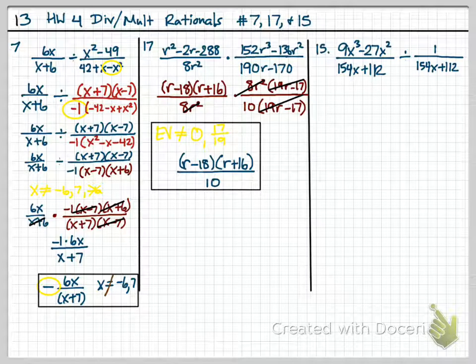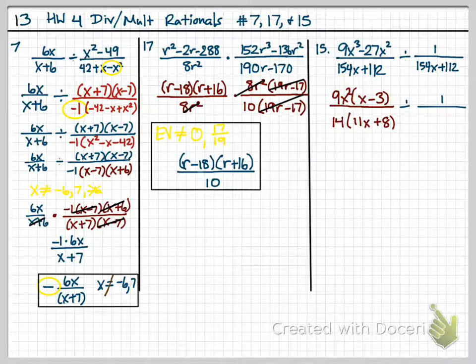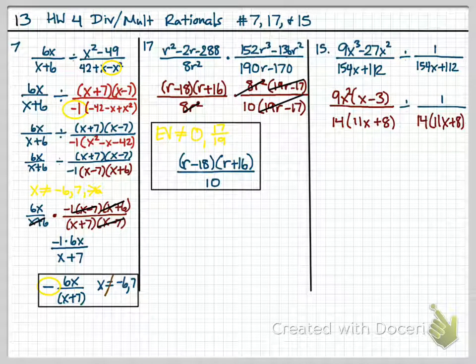15. Alright, let's take a look at this one. Let's factor, and step 1, let's factor. The numerator, you can take out 9x squared. Denominator, you can take out 14. 1 is 1, and denominator, divide out of 14. Normally, if you look at this, these are exactly the same, kind of. And when you change to multiplication, they would normally cancel. But we need to factor because we still need to find our excluded values.